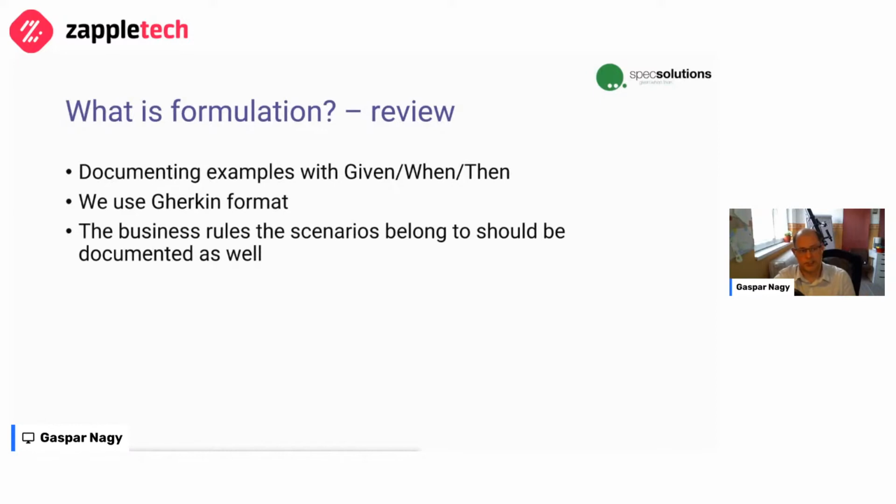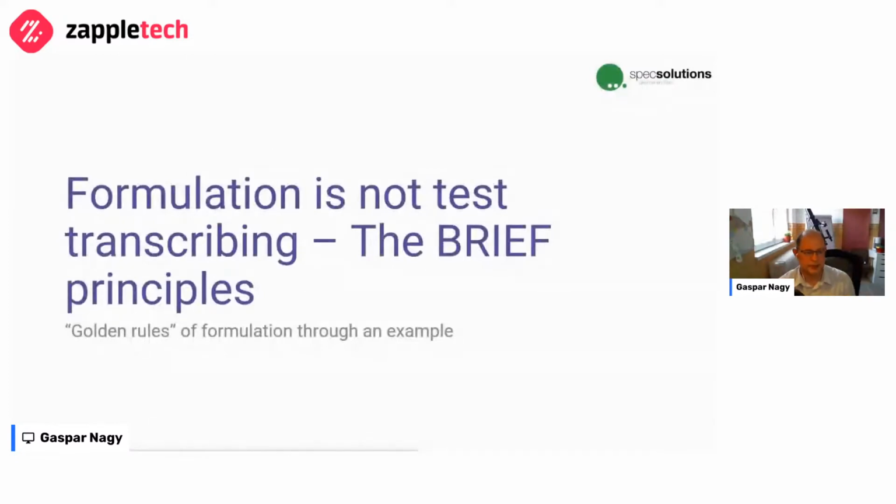Now, after we have seen some summary of formulation, this is going to be the rest of the talk, I would like to introduce you to these magical BRIEF principles, which are essentially some sort of golden rules of formulation. These are rules or principles that BDD practitioners have been collecting in the last years, and which are really important and really make sense to follow.